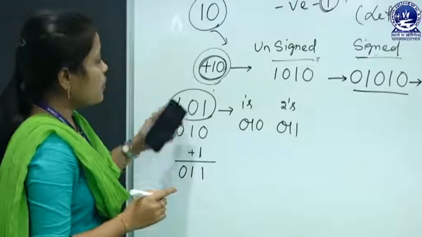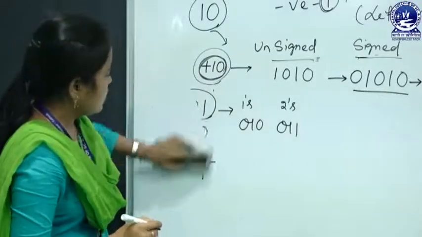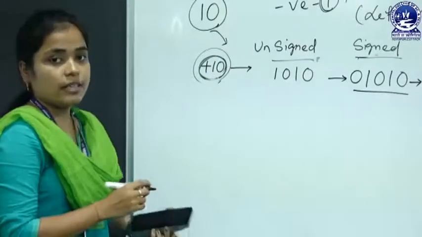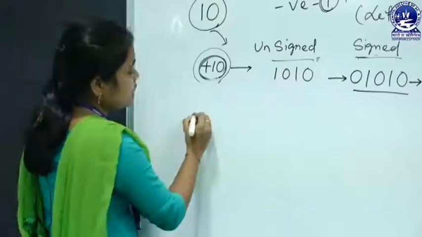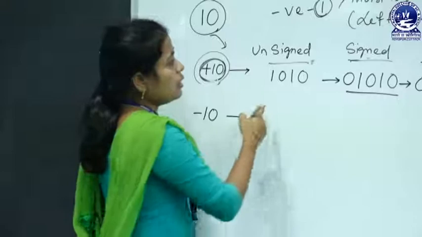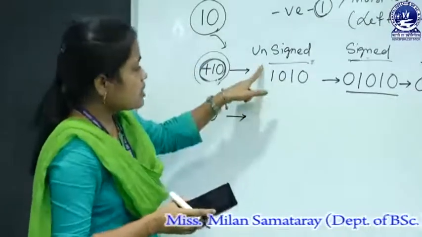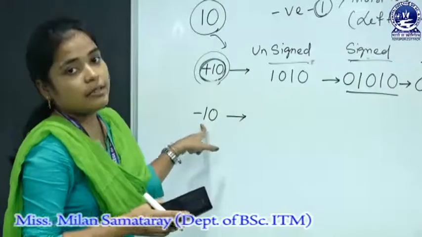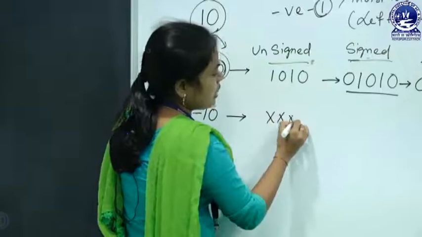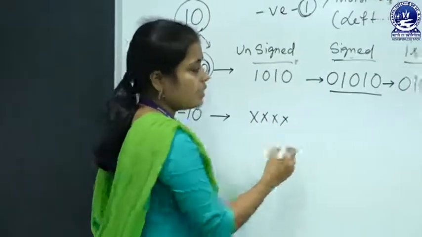Okay? But for positive numbers, we do not need to find out the ones and twos complement. For negative numbers, we need it. So, let us see, if I write minus 10, then in unsigned, I have already told you that in unsigned values there are no negative values. For a negative value there is no unsigned representation. So how will we represent it in sign?